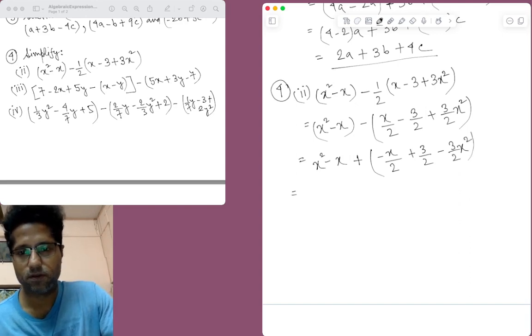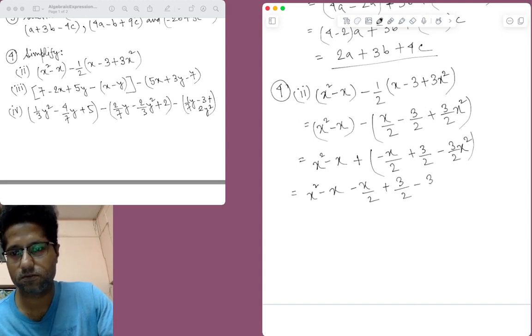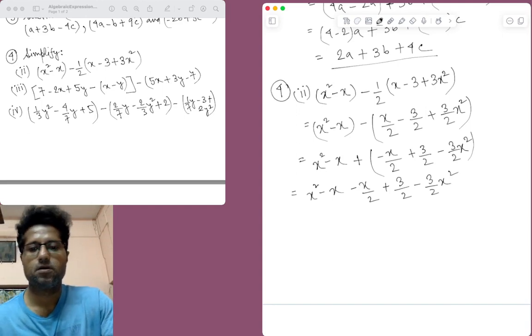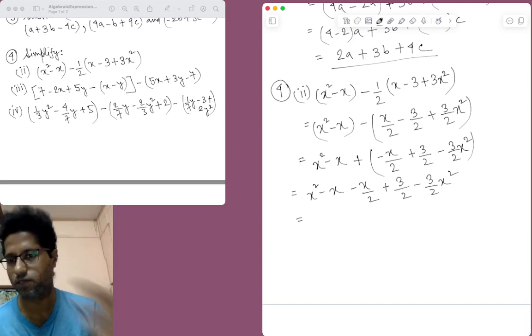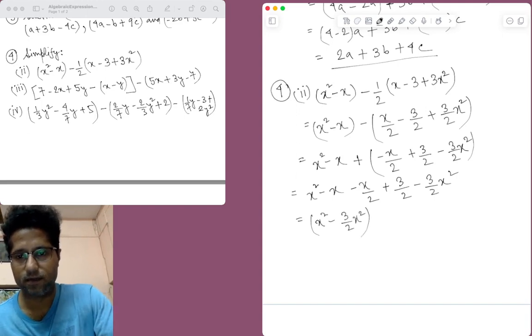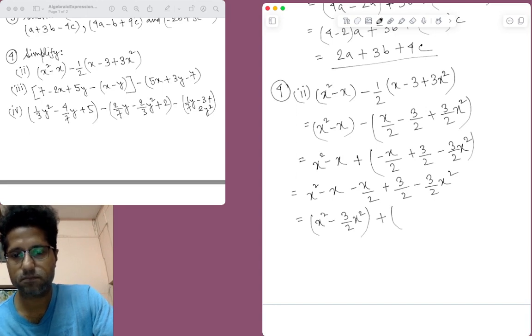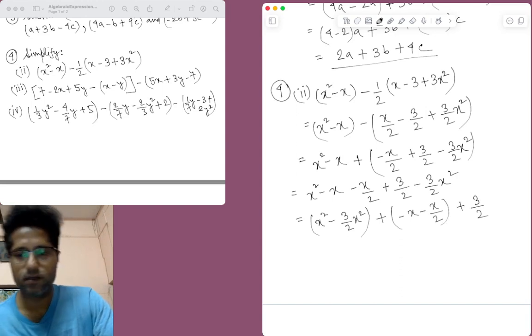Now we can remove the grouping, and we can simply say this is minus x by 2 plus 3 by 2 and minus 3 by 2 x square. So now we have to collect all the like terms. If we collect the like terms with the literal coefficient x square, we get x square minus 3 by 2 x square, and if we collect the like terms with the literal coefficient x, we get minus x by 2, and we are left with the constant term 3 by 2.